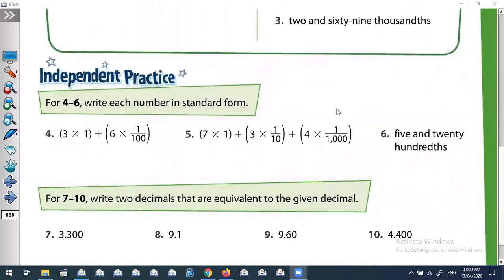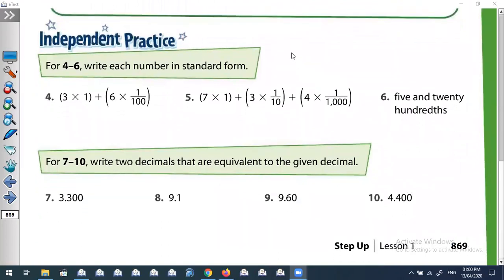Another exercise. Write each number in standard form. 3 times 1 means 3 ones. So you have to write 3 in ones. Plus 6 times 1 over 100. 1 over 100 means you have to write the decimal point. And 6 will be in hundredths because it's down 100.